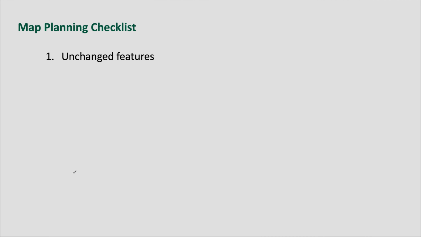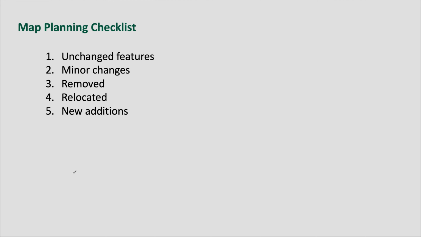For map questions, it helps to follow a simple planning checklist. First, look for features that are completely unchanged. That is, the things that are the same in both the maps. Next, find features that have changed slightly. This could mean something has changed in size, etc. Then check if anything has been removed or relocated to a different area. After that, focus on new features. That is, the things that are not there in the first map.